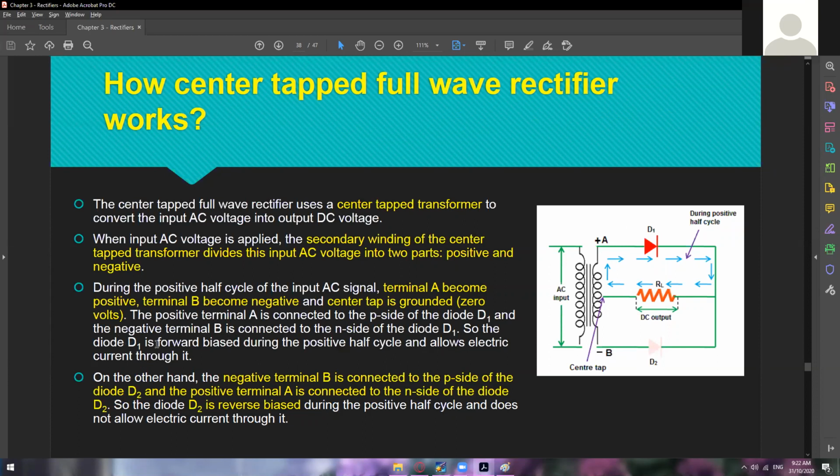So the diode D1 is forward biased during the positive half cycle. Why? Because if you take a look at this one, we have the positive and then a negative. So on the D1, positive to positive, negative to negative, so this one will become a forward bias. But on the other side, negative is connected to the positive, so this one will become a reverse bias or an open circuit. Okay, so that's it for the positive half cycle.